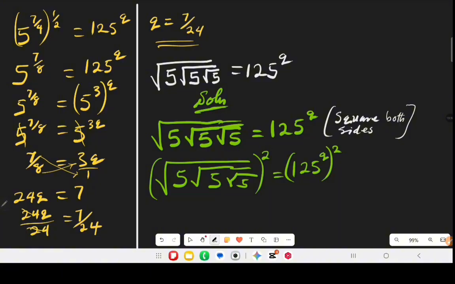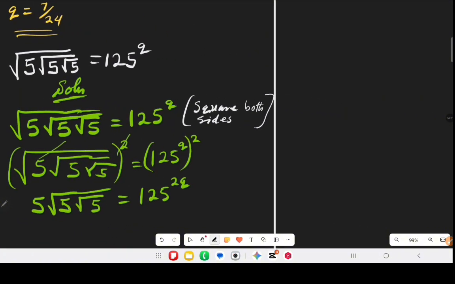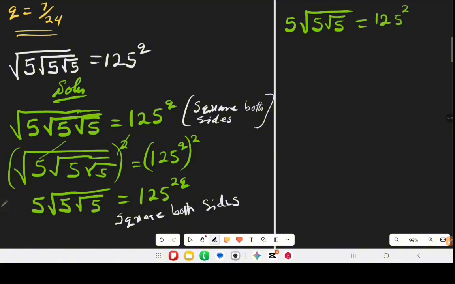When we square both sides, square cancels square root, left with 5 root of 5 equal to 125 raised to the power of 2q when we multiply the powers. Now we continue, we have to square both sides again. When we square both sides, we are having 5 root of 5 equals to 125 raised to the power of 2q all squared.